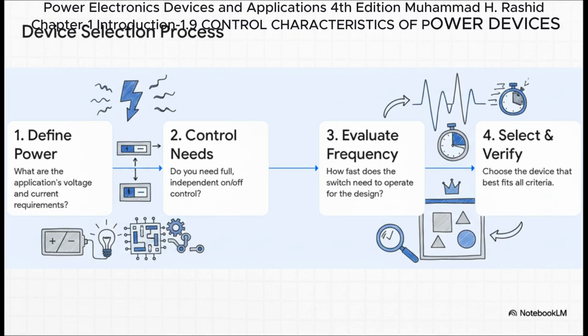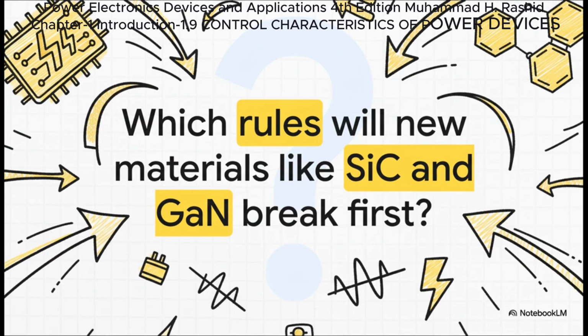Step 2, think about your control needs. Can you get away with a simple latching device, or do you absolutely need full on-off control? And finally, step 3, you evaluate the frequency. How fast does this thing need to switch? If you walk through these 3 steps, in this order, you will almost always land on the right device for your application. And that's pretty much the grand tour of power device characteristics.